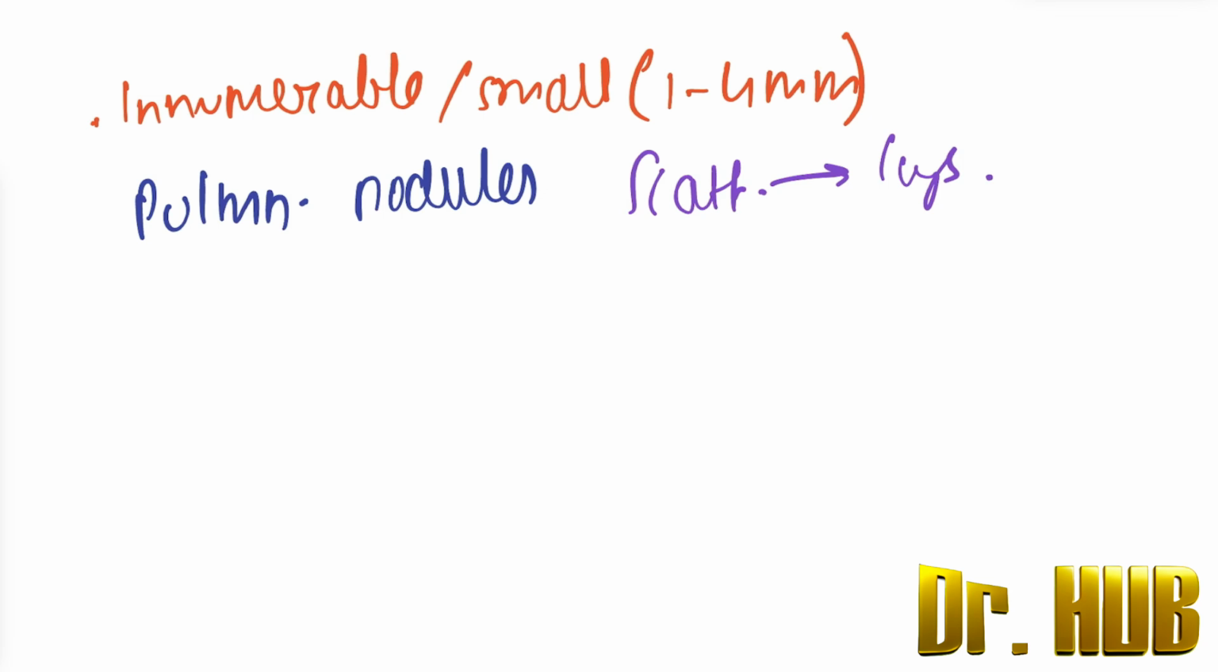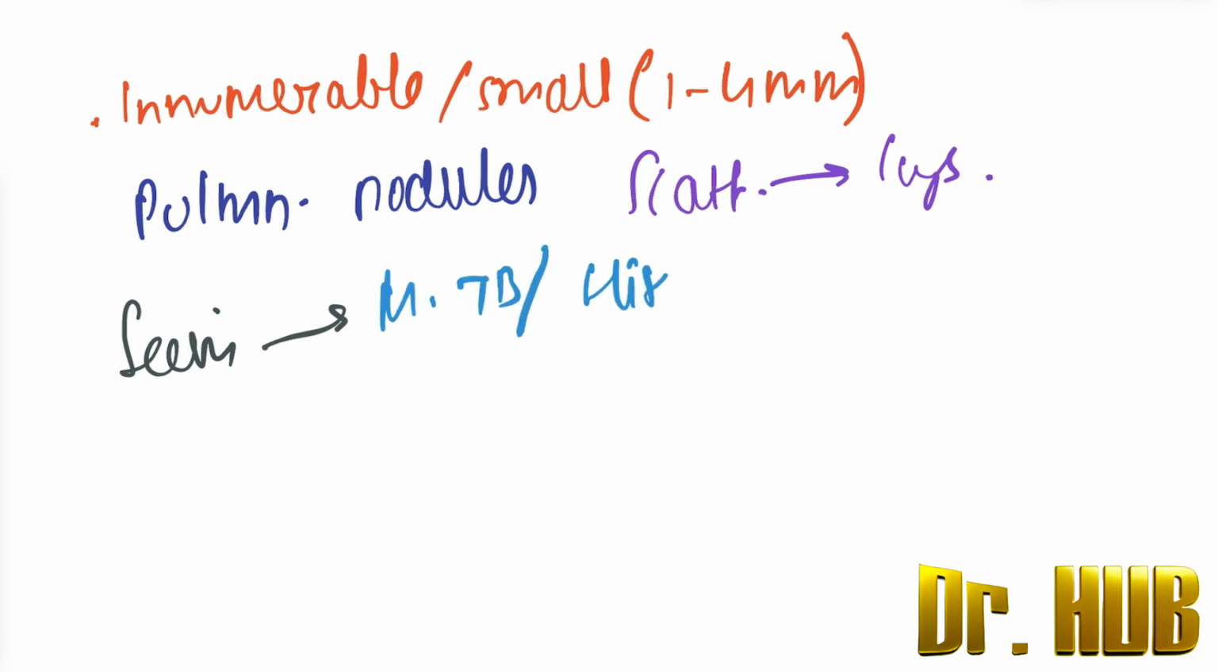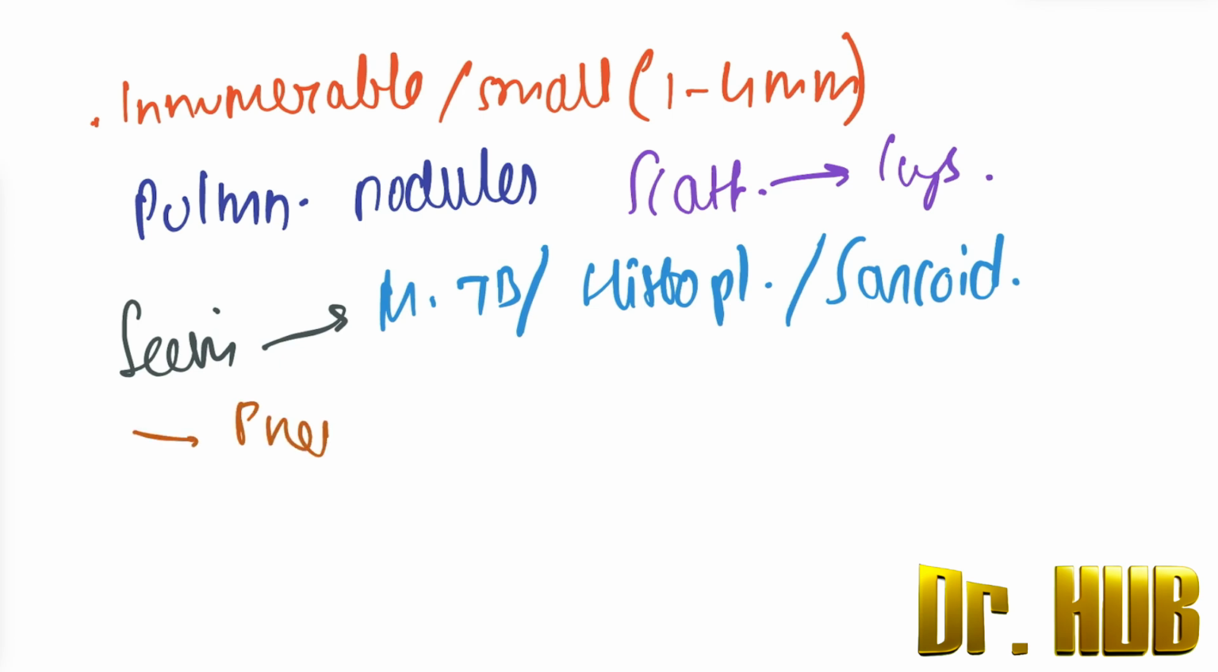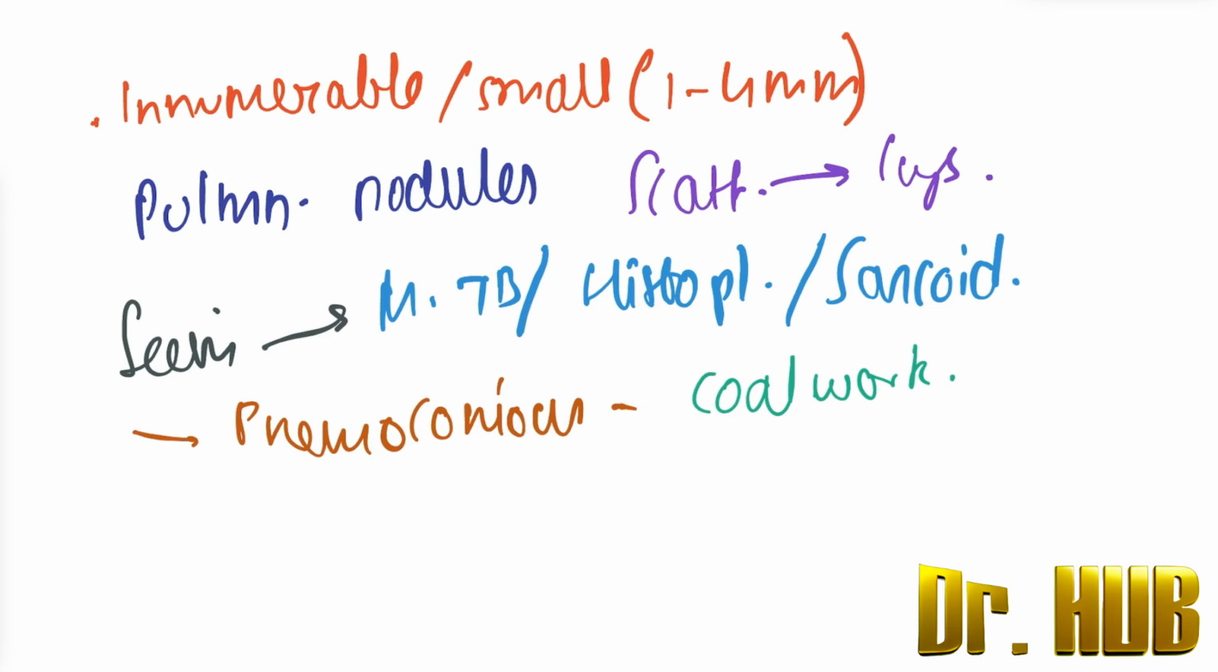And where is it seen? It is seen in miliary TB. Then comes histoplasmosis, and there is sarcoidosis as well. Next comes pneumoconiosis, which refers to coal workers' pneumoconiosis, and silicosis.